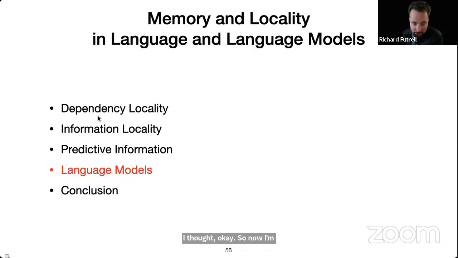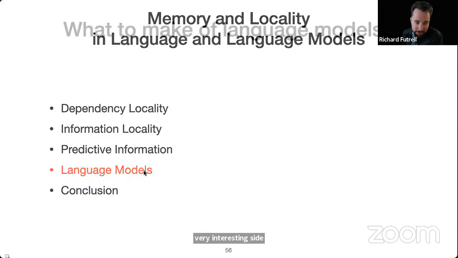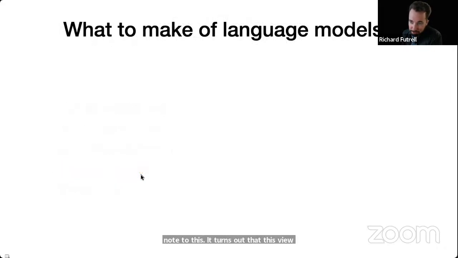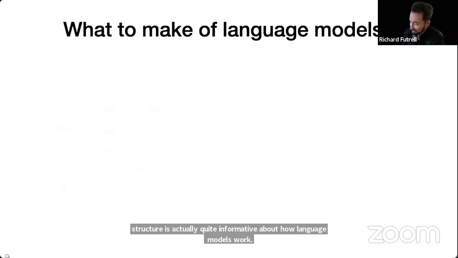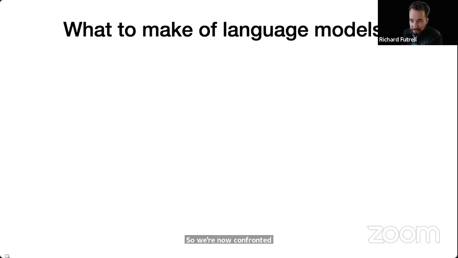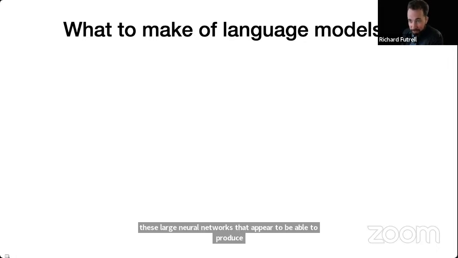So now I've built up this sort of theory for language structure. And now, as a very interesting side note to this, it turns out that this view of language structure is actually quite informative about how language models work. We're now confronted in the science of language with these large neural networks that appear to be able to produce what appears to be fluent grammatical text.